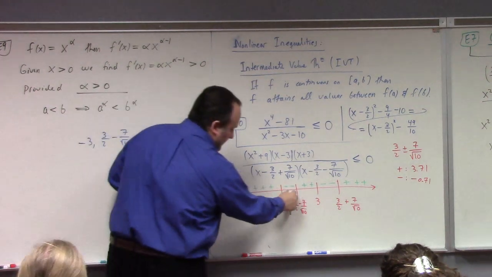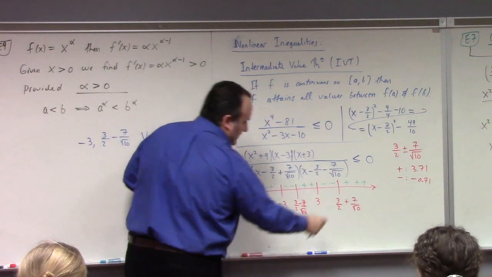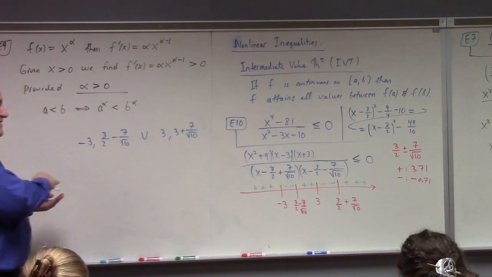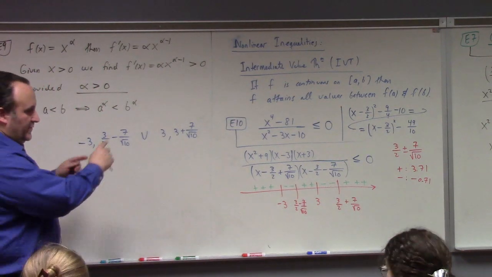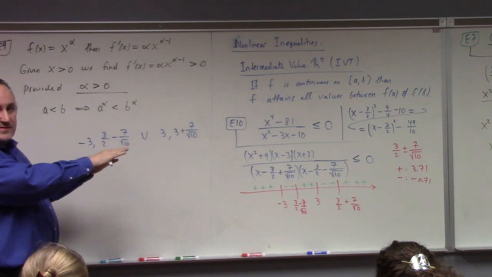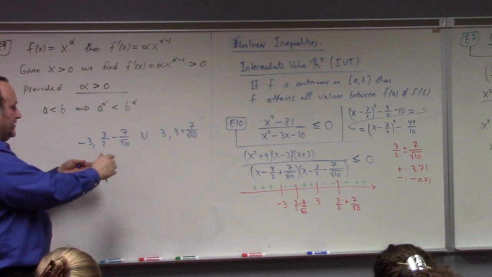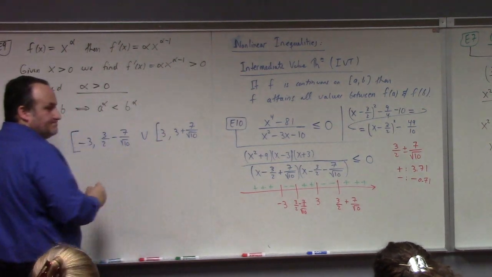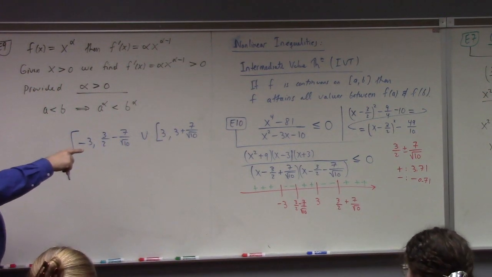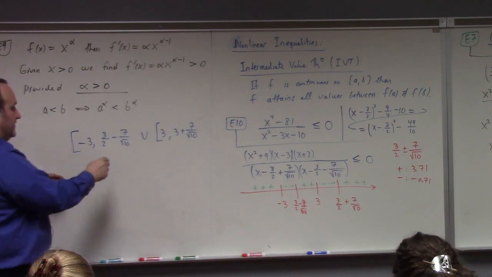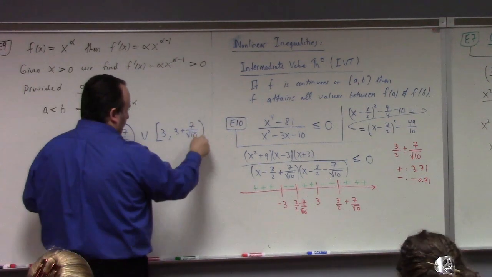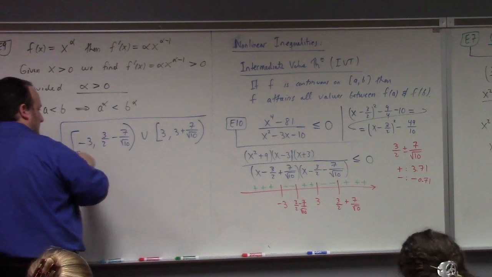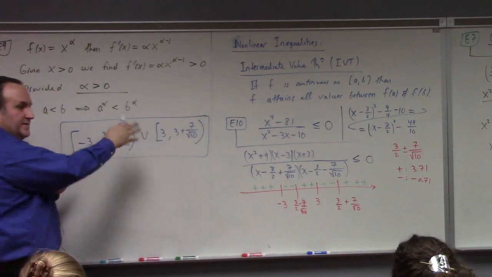So basically, these are the places I have less than or equal to 0, right? Now you guys tell me, should I include or exclude the endpoints? The plus and the minus 3 I include because that makes the numerator 0, which makes the fraction 0. So I do square brackets here, square brackets there. But the other ones give me division by 0, so I must exclude those from the solution set. I put a parenthesis here, I put a parenthesis here, and this, my friends, is the solution to this nonlinear inequality.